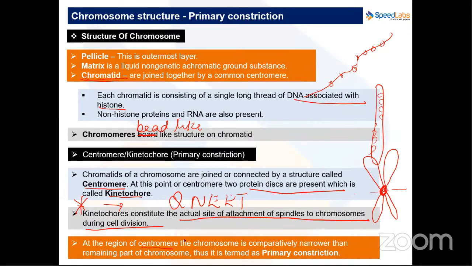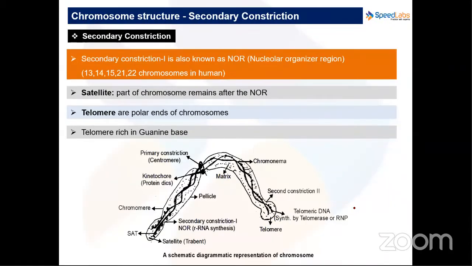Why is the centromere called the primary constriction? The answer is that at the region of the centromere, the chromosome is comparatively narrower than the remaining part of the chromosome. So it is called the primary constriction.